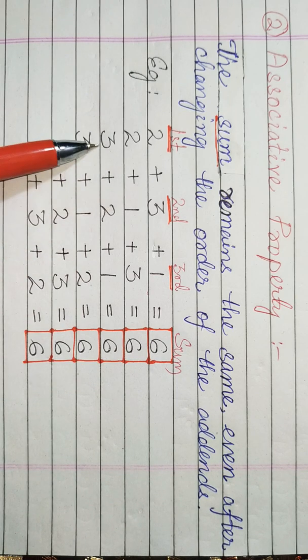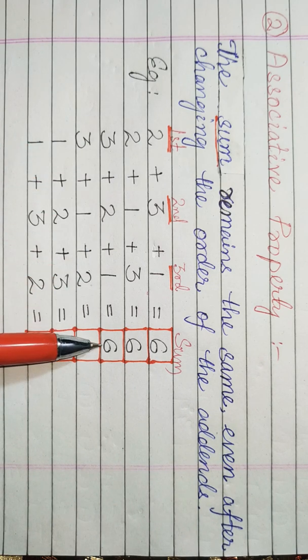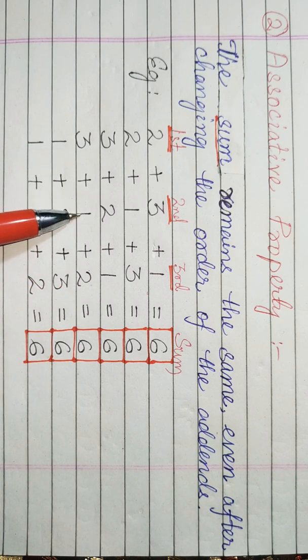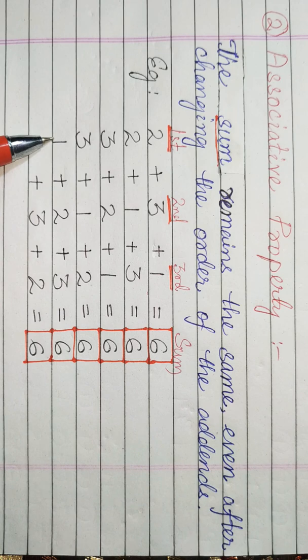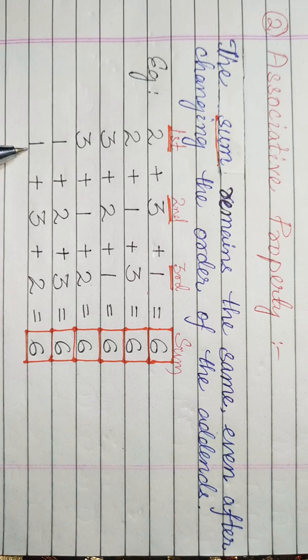Here I have brought 3 to the first place, 2 to the second place and 1 to the third place. The sum is 6. Here you see, 3 I have brought to first place, 1 to the second place and 2 to the third place. The sum is 6. Here you see, 1 I have brought to the first place, 2 to the second place, 3 to the third place. The sum is 6 again. Here also the same thing. 1 I have brought to the first place, but 3 I have brought to the second place and 2 to the third place. The sum is 6.